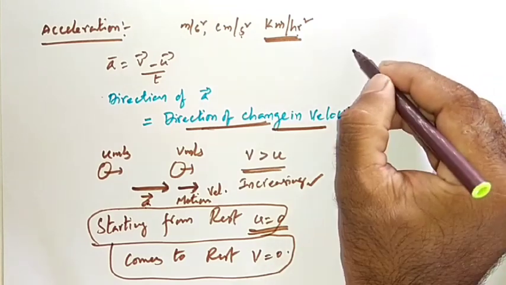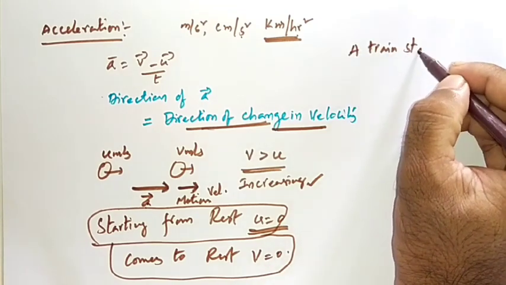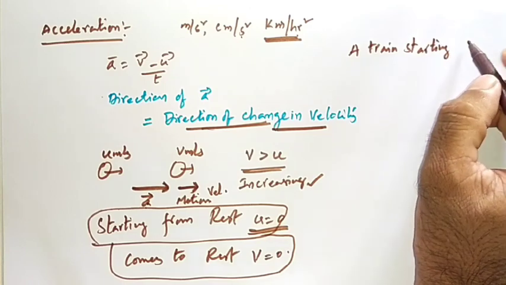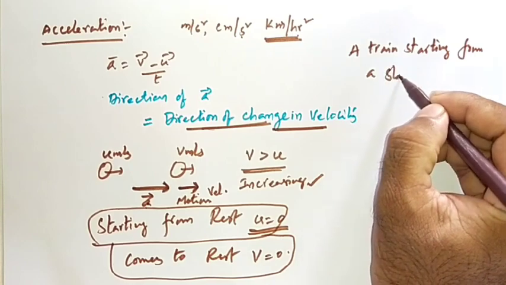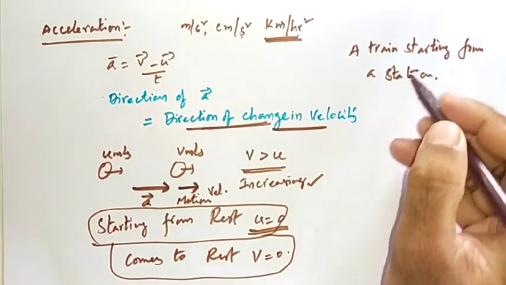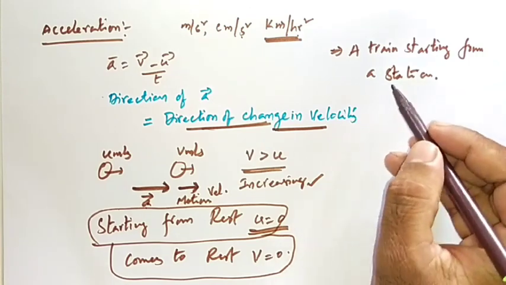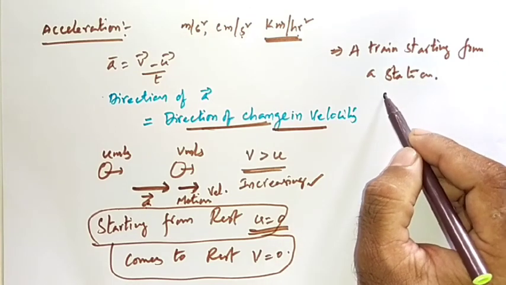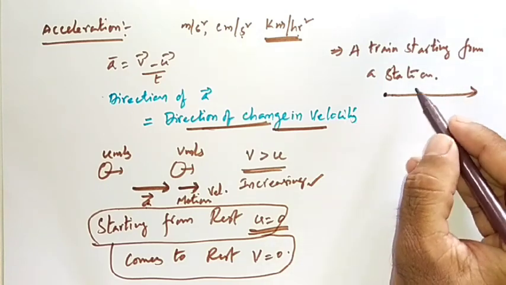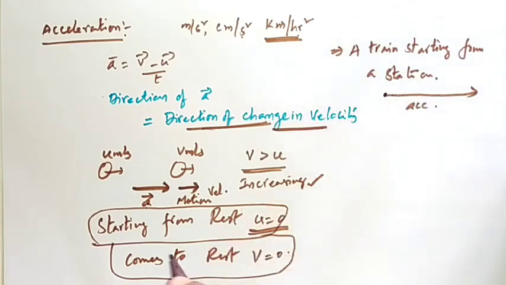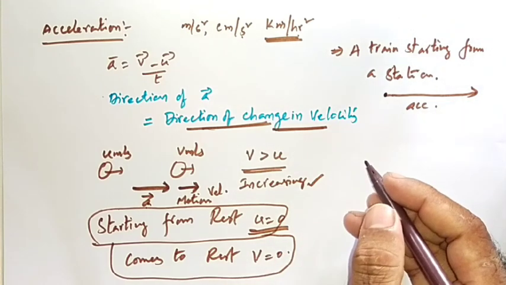Understood? So now you can see one example. A train starting from a station. Is it an example of acceleration or not? Yes. As the train is starting, its velocity is 0. Slowly it picks up speed. Yes or no? It is accelerated motion, no doubt in that. So the direction of acceleration and the direction of motion will be the same.